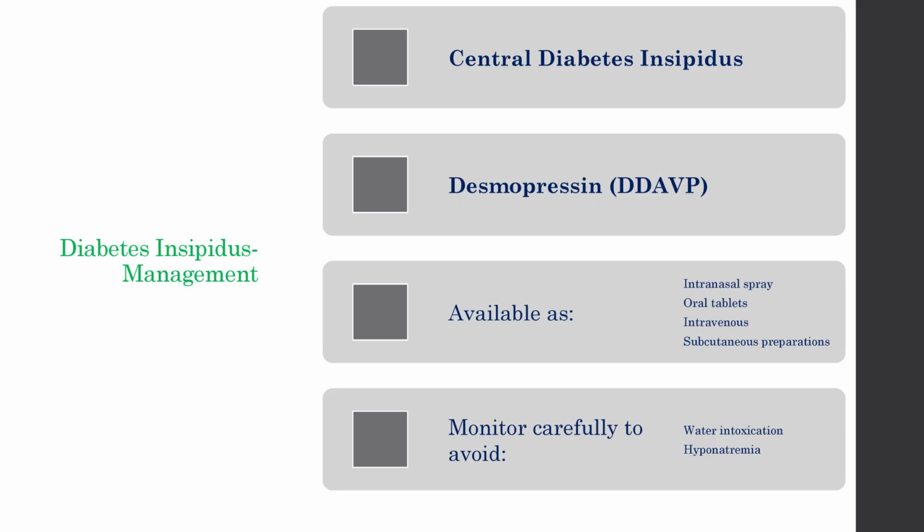Treatment depends on the underlying type. Central diabetes insipidus. The treatment of choice is desmopressin, available as intranasal spray, oral tablets, intravenous, and subcutaneous preparations. Monitor carefully to avoid water intoxication and hyponatremia. Patients should drink according to thirst rather than excessive scheduled water intake.